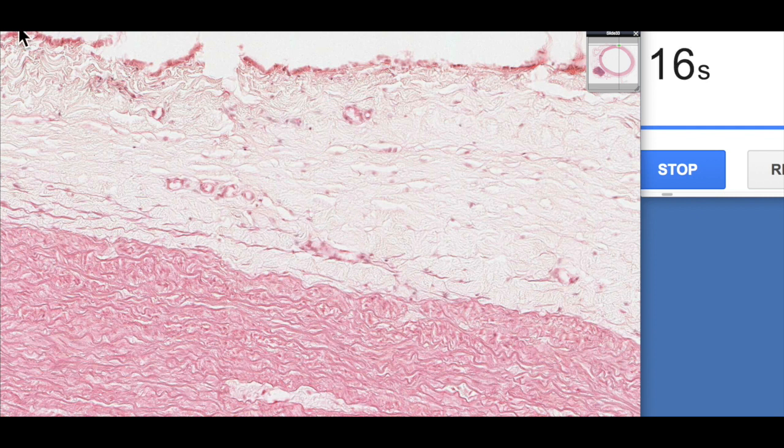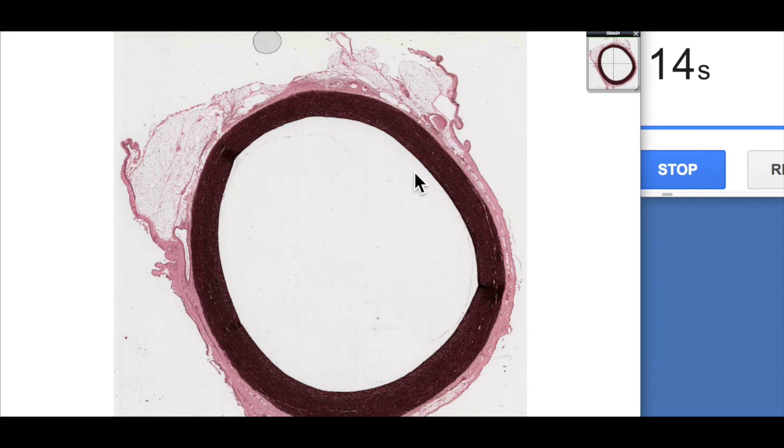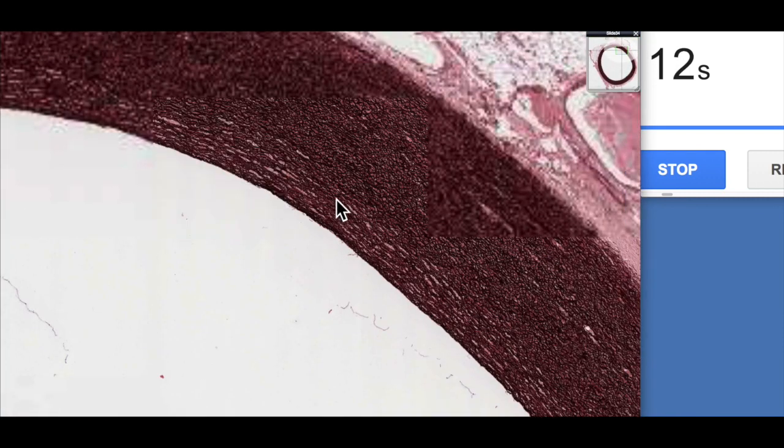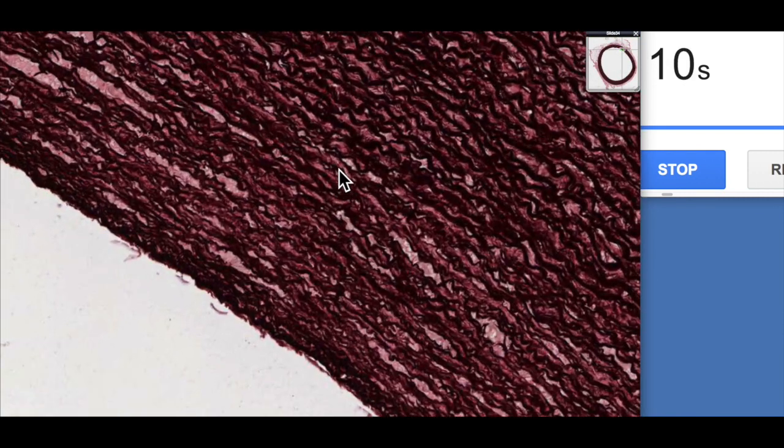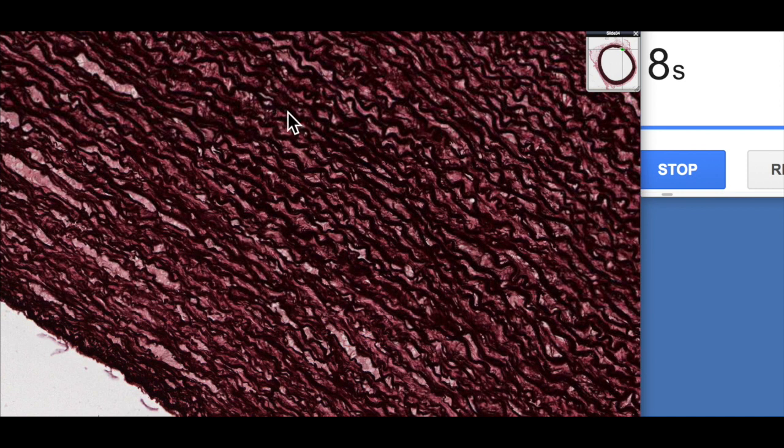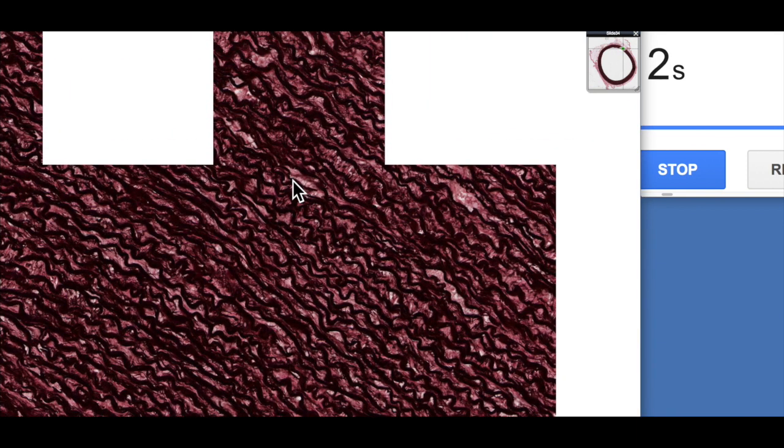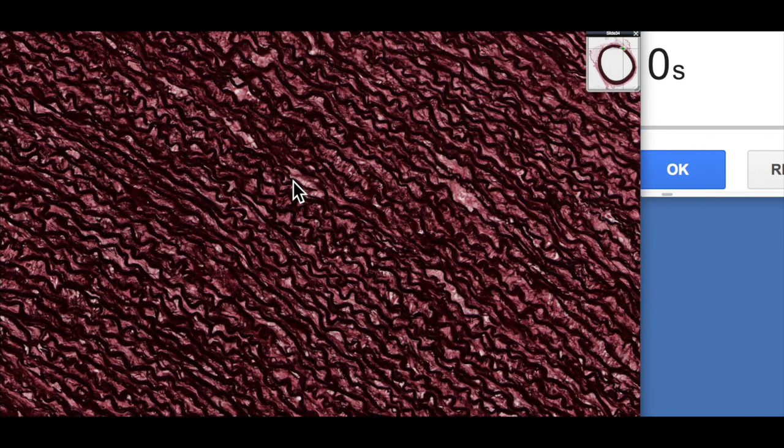If we have a look at another slide, this is a slide which has been stained with Aucian. Aucian stains elastic fibers. If we zoom in, we can see these black squiggly lines, and these represent the elastic lamellae that we were looking at under H&E. They just make those elastic lamellae a little bit more visible.